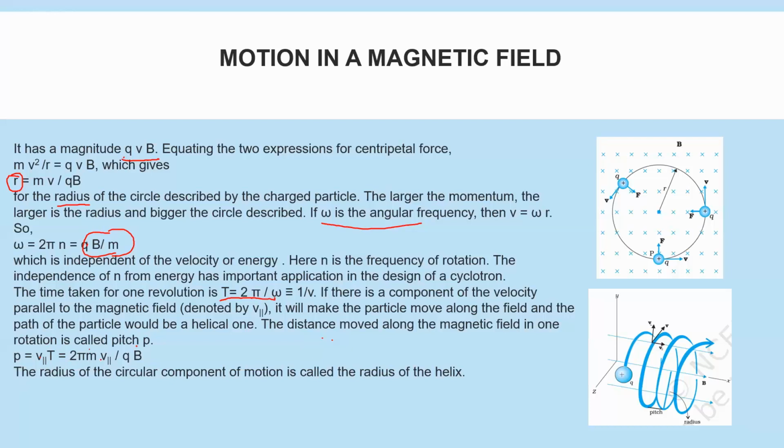If you put in 2 pi by omega and then the value of omega, what you are left with is 2 pi m v parallel by qB, where v parallel is the parallel component of the velocity. The radius of the circular component is called the radius of the helix. So this is how a charged particle moves when it is placed in a uniform magnetic field.